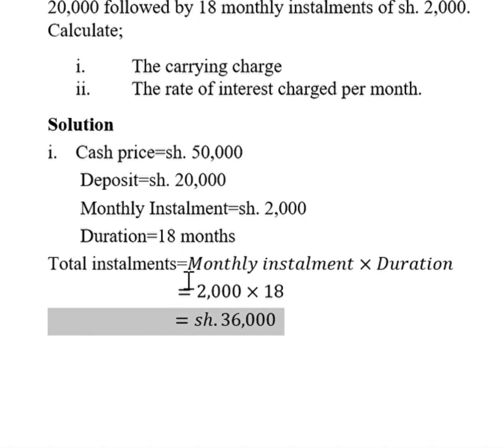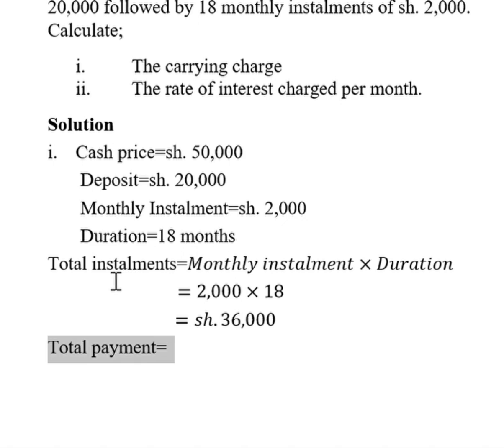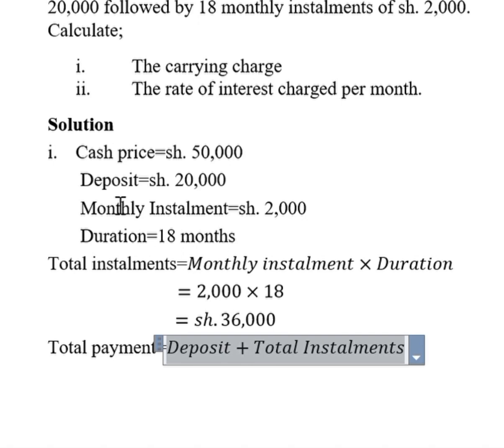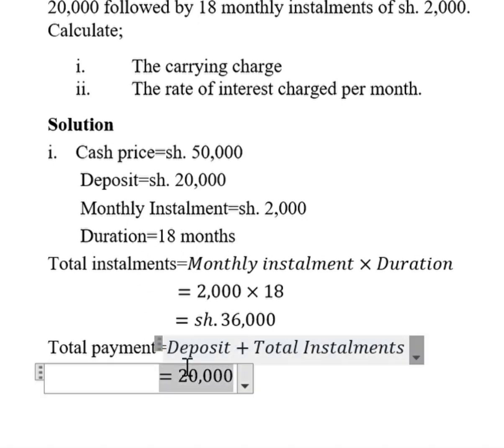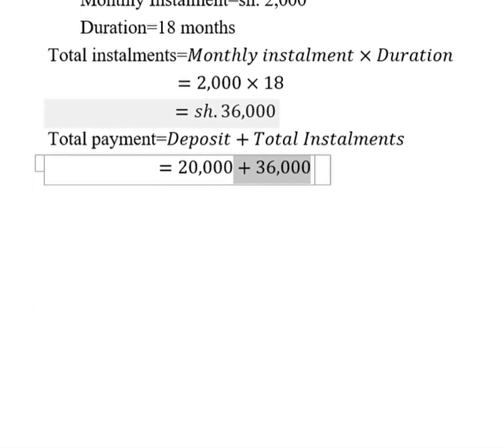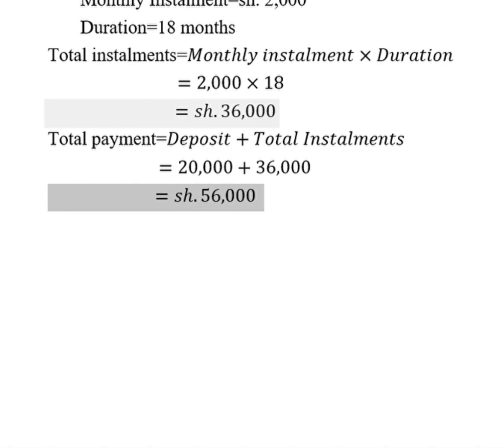So the total hire purchase price will be given by the total installments added to the deposit. In other words, the deposit plus the total installments. Our deposit is 20,000 plus the total installments which we have calculated here, which is 36,000, and that sums to 56,000 shillings. This is the hire purchase price.